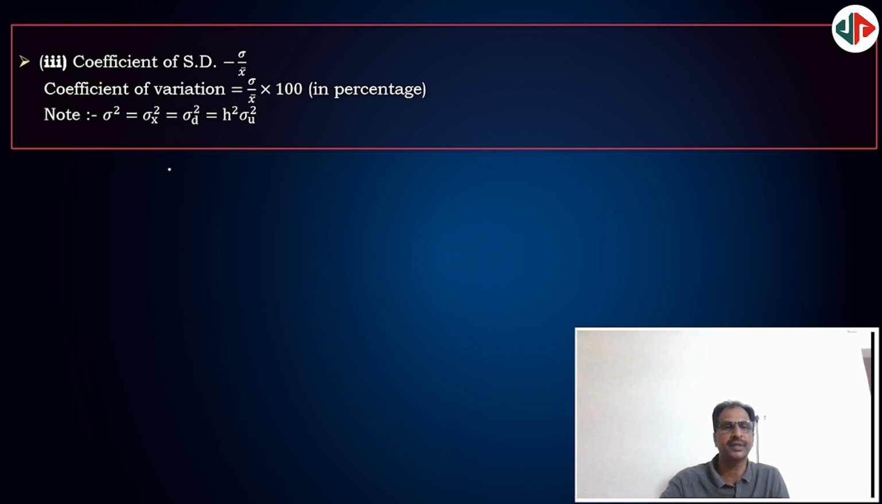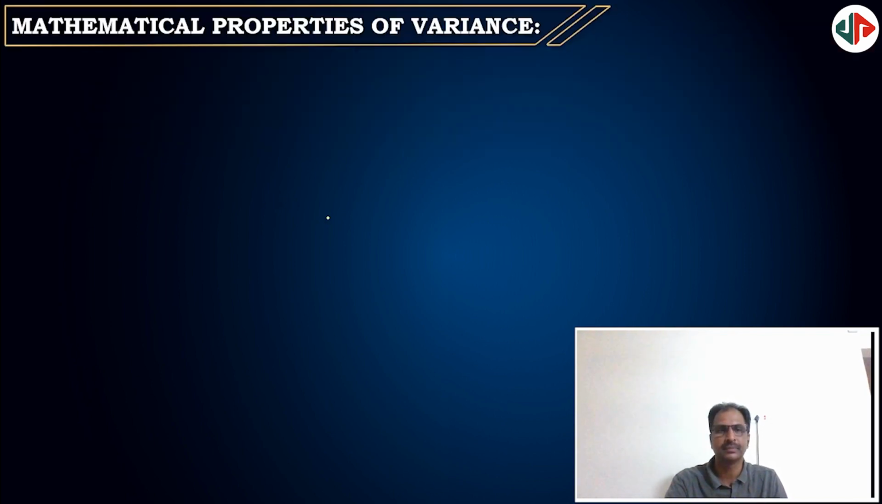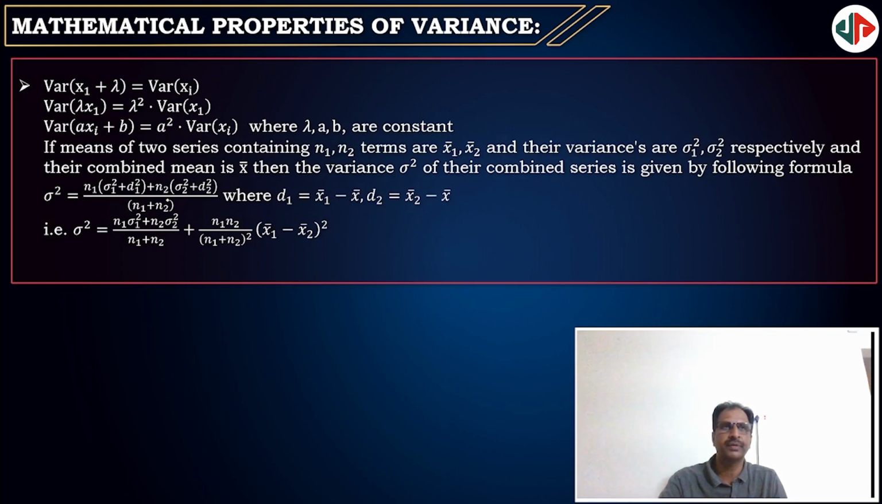Next, coefficient of standard deviation is equal to sigma by x bar, and coefficient of variation is sigma by x bar into 100. Next, when every observation is added by a constant, whether you add or subtract a constant from each of the given variables, variance remains the same. When you multiply every observation by a constant, the new variance will be the square of that constant into the original variance. So variance of axi plus b is a square into variance of xi.